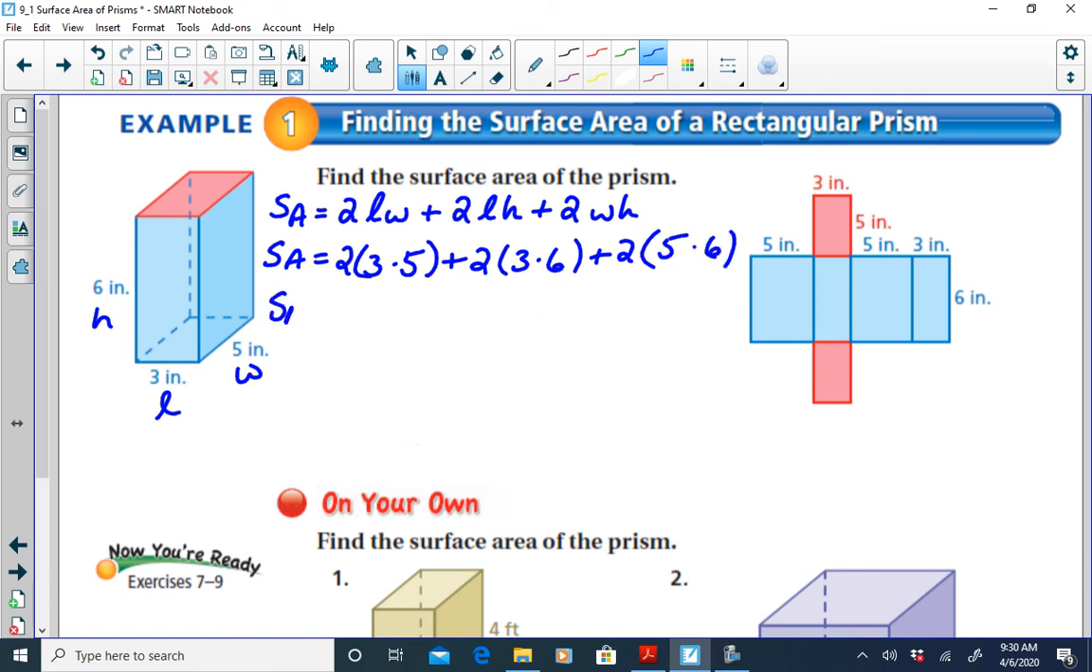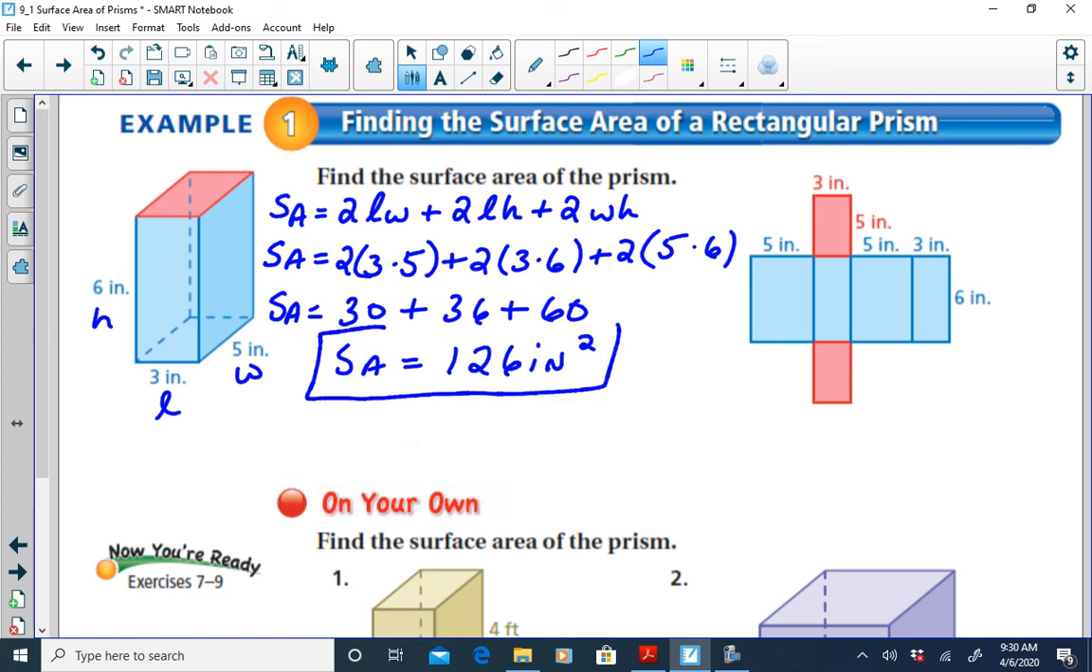Alright, so your surface area is going to be equal to 3 times 5 is 15, times 2 is 30, 3 times 6 is 18, 18 times 2 would be 36, 6 times 5 is 30, times 2 is 60. So your total surface area of that rectangular prism would be 30, plus 60 is 90, plus 36, that's 126. And of course our units for area are going to be square units.